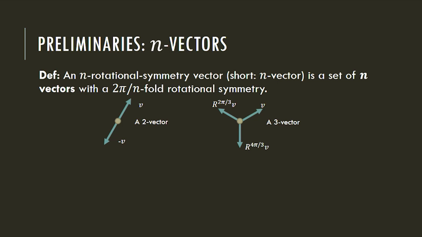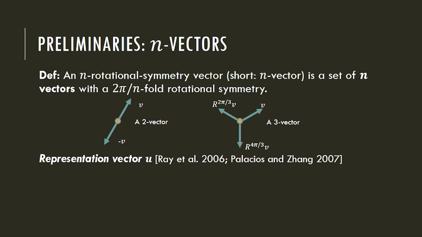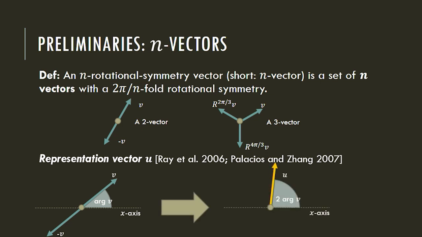So as we've seen in the first talk, it's sometimes very difficult to deal with a set of n vectors at each point, because that requires us to keep track of the matching between these vectors. So one idea that has been proposed was to use a representation vector. How to choose this representation vector, I will show on this 2-vector. So let's say we have a basis defined that allows us to define the argument, for example, of this vector v, and then we simply choose the representation vector to be the vector that has twice this argument.